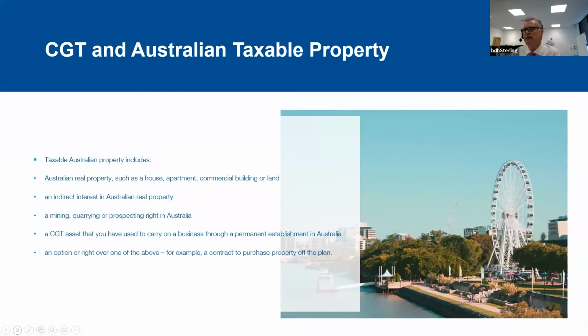indirect interest, CGT assets you've carried on your business through a permanent establishment in Australia, and an option to purchase a property off plan, i.e. you've signed a contract. So if the property or the asset that you receive is included in one of those, then you don't pay the CGT straight away. If it's an asset such as a share portfolio, then there are different rules and the CGT liability is expected to be met straight away.